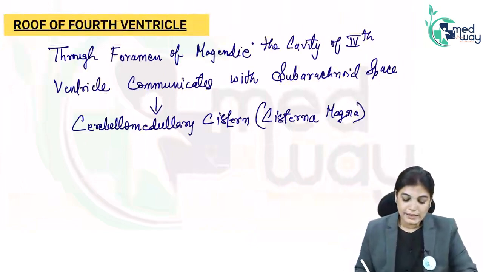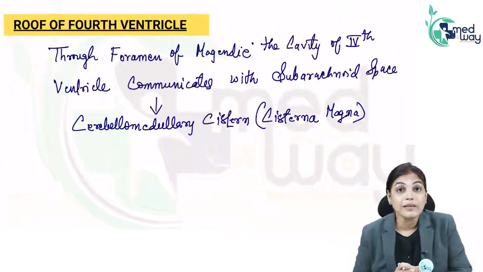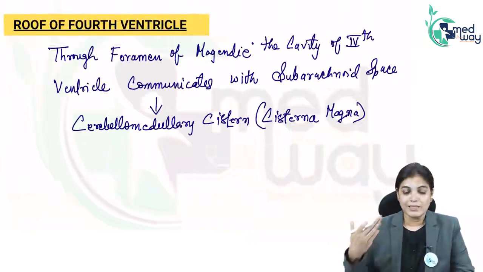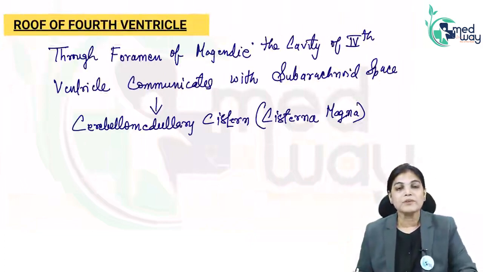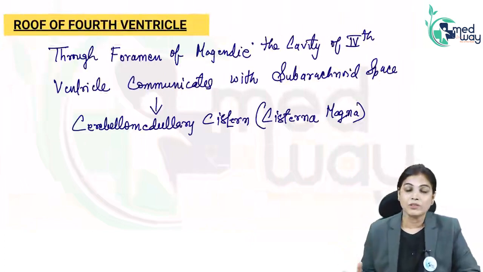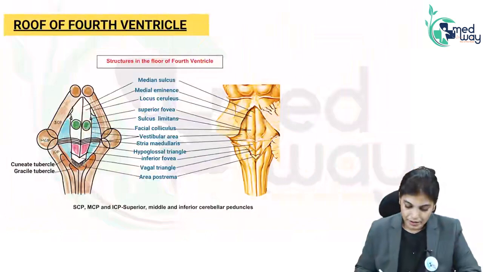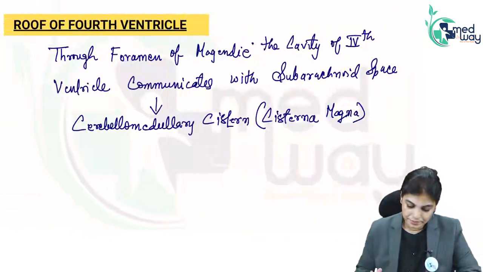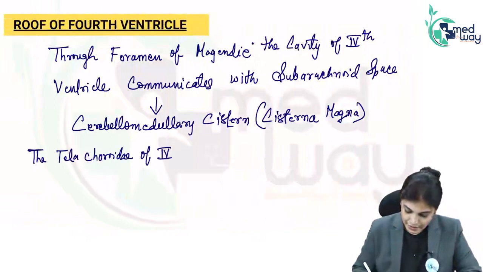Okay. Now, it's also important for us to know the tela choroidea of the fourth ventricle. When I am talking about the tela choroidea, it is a double layered fold of pia mater. It is located between the inferior vermis of the cerebellum and the lower part of the roof of the fourth ventricle. So, you can just write down the tela choroidea of the fourth ventricle.